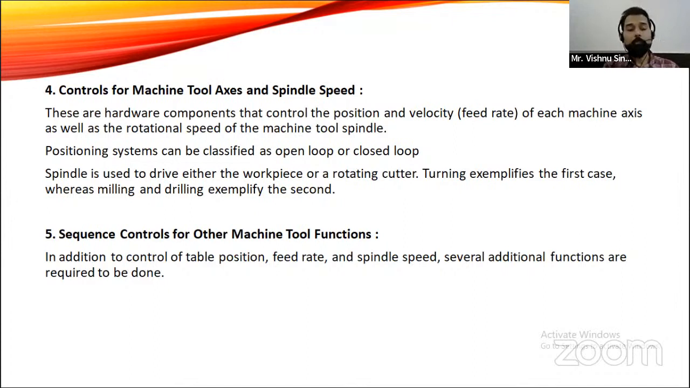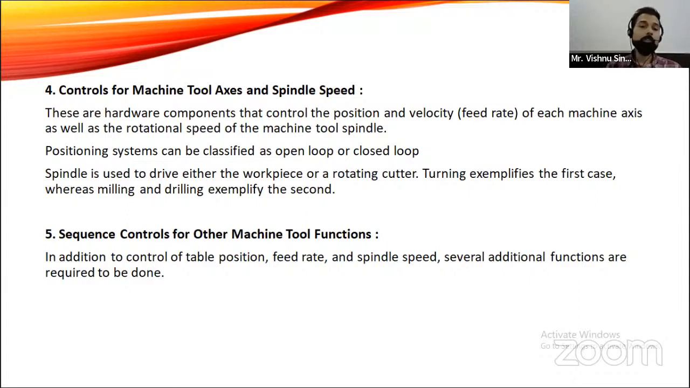Turning exemplifies the first case, whereas milling and drilling exemplify the second case. In the case of a turning operation that we carry out on a lathe, the spindle is used for holding the workpiece with the help of a chuck, a 3-jaw chuck or 4-jaw chuck. Whereas in the case of a milling and a drilling machine, the spindle is used for holding the tool.